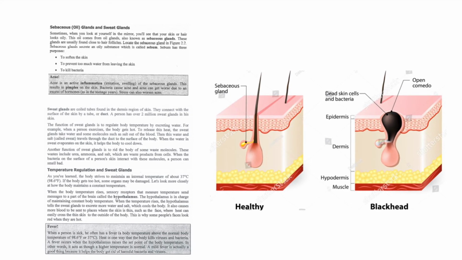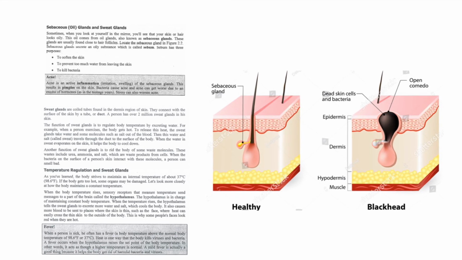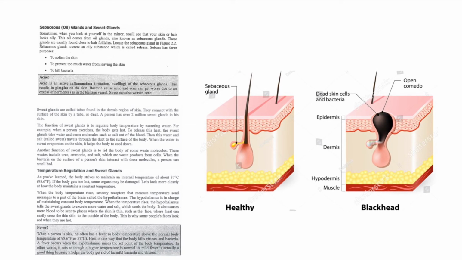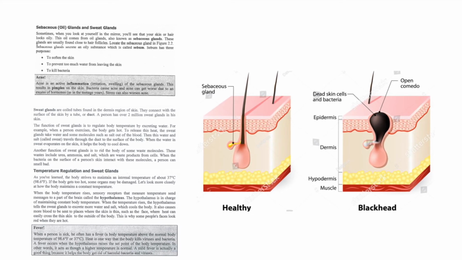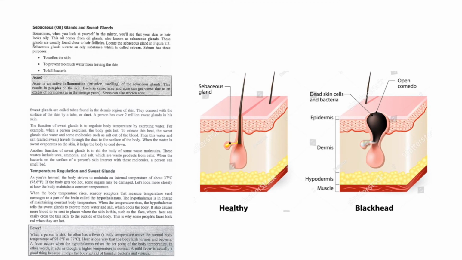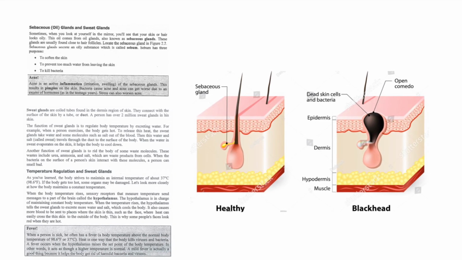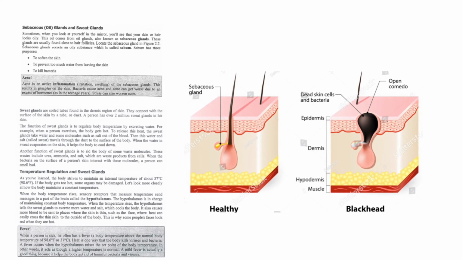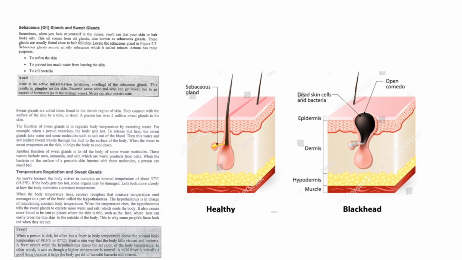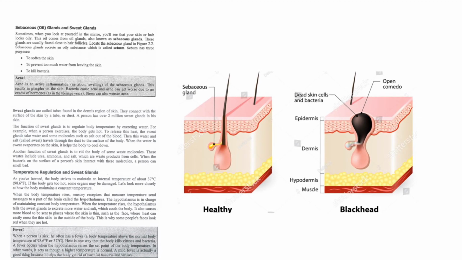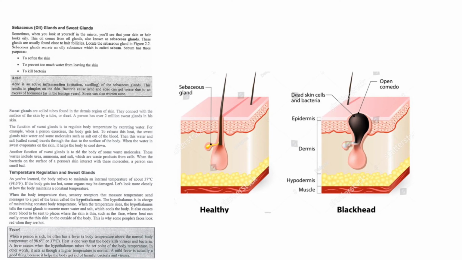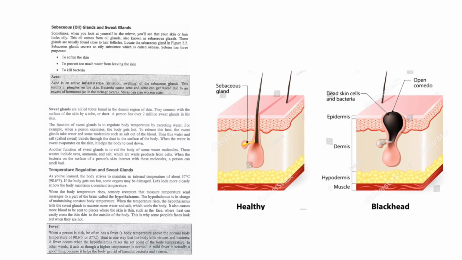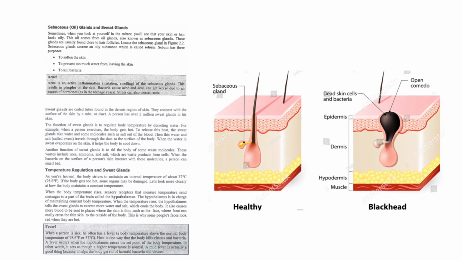Temperature regulation and sweat glands. As you learned, the body strives to maintain an internal temperature of about 37 degrees C, or 98.6 degrees F. If the body gets too hot, some organs may be damaged. Let's look more closely at how the body maintains a constant temperature. When the body temperature rises, sensory receptors that measure temperature send messages to the part of the brain called the hypothalamus. The hypothalamus is in charge of maintaining constant body temperature.